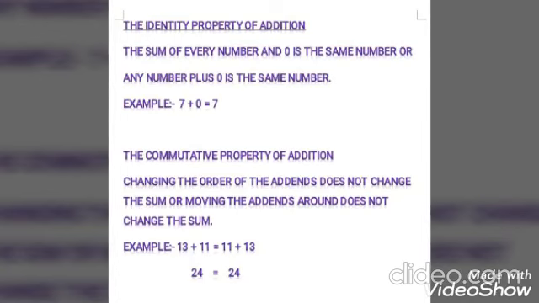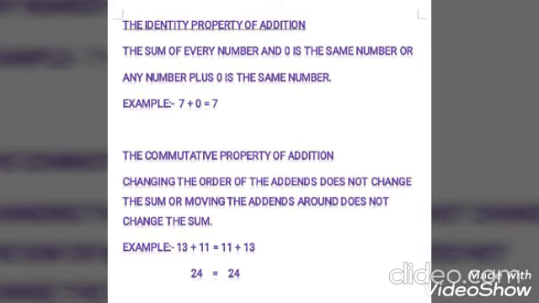How many toffees does Neil have? 7. And his mother gave him 0 more toffees. Now what is 0? Neil must be thinking, 0 is nothing, isn't it? So how many toffees does Neil still have? He has 7 only. So whenever a number is added with 0, or we can say any number plus 0, it is the same number. Clear children?